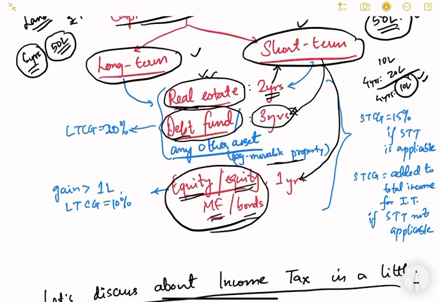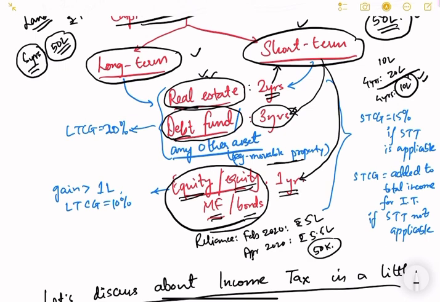So if you get the profit within 1 year, it is known as short term. If you get the profit after 1 year, it is known as long term. For example, if you purchase the share of Reliance in February 2020 at rupees 5 lakh, and in April 2020 itself, the value of this share becomes 5.5 lakh, then this 50,000 profit is short term gain because it is within 1 year. But if it was say April 2021, then this would be long term capital gains, right? So this is how it is defined.